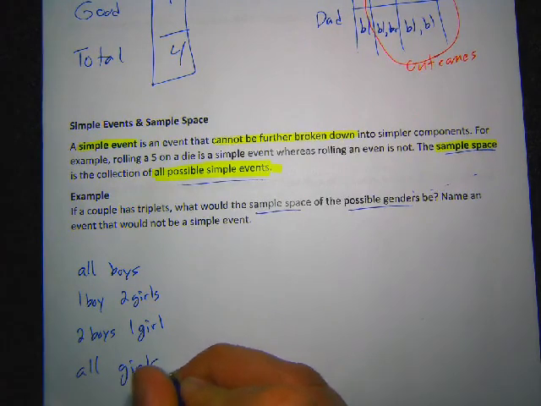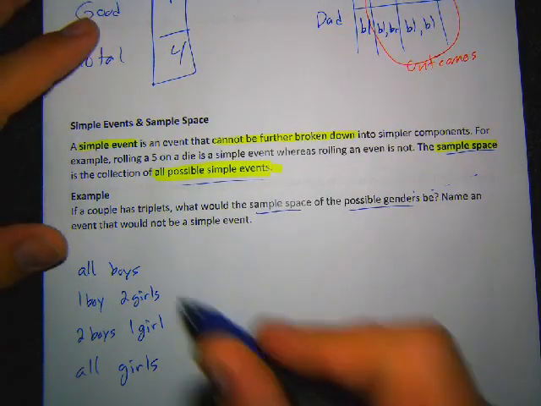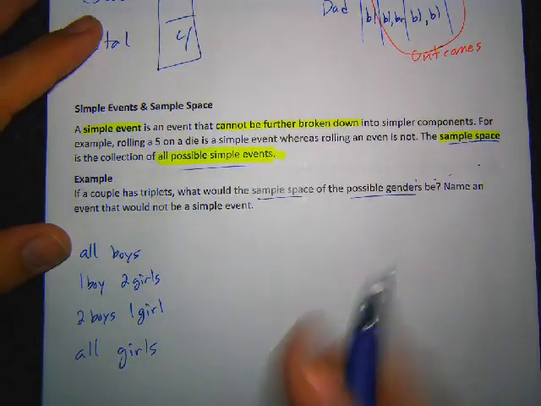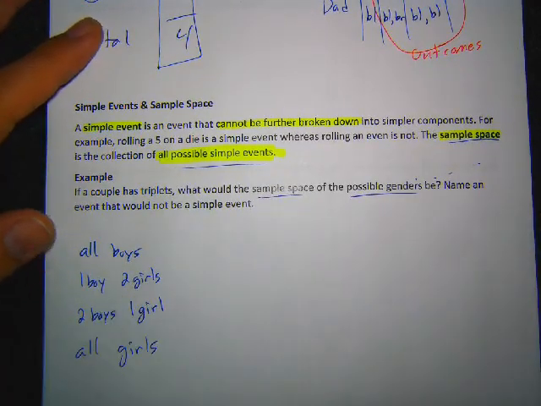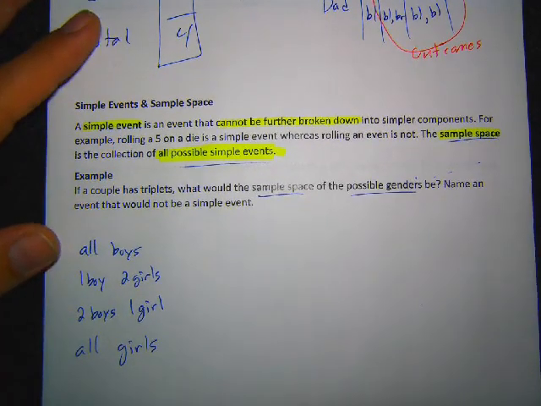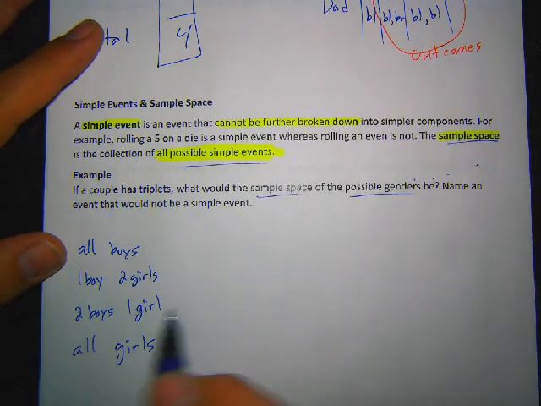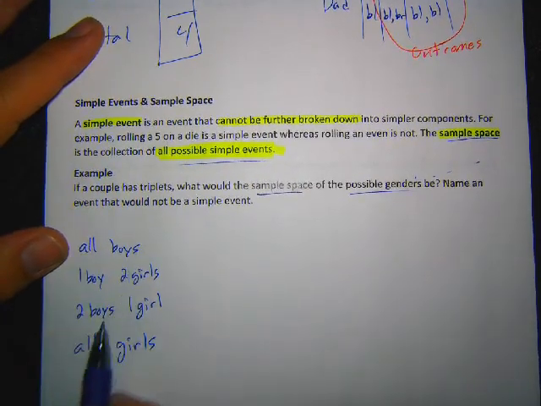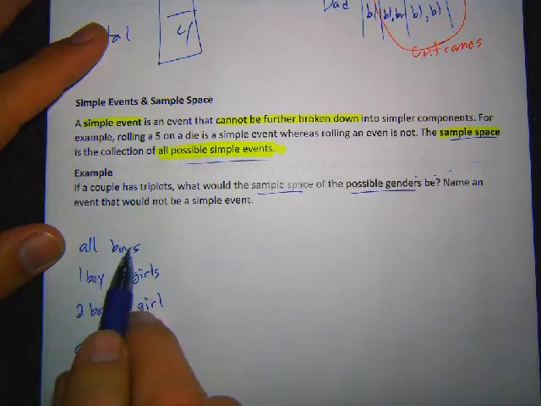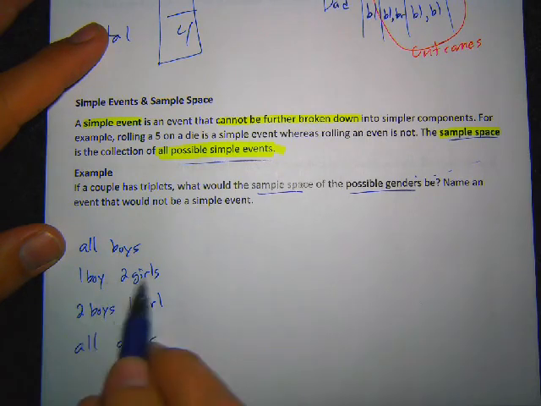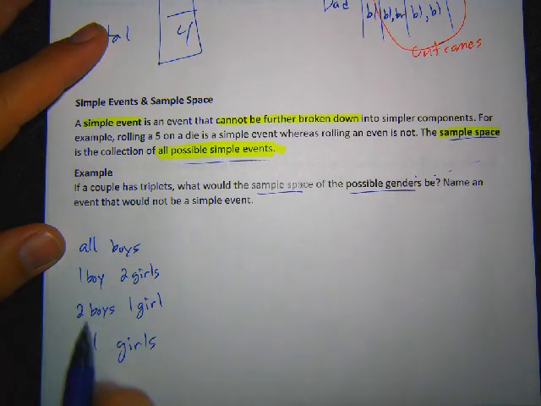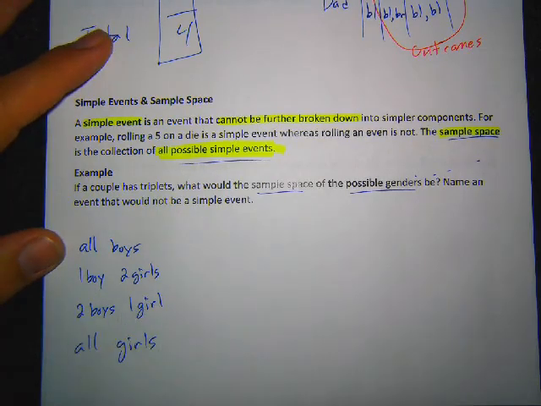Since we're looking at what the possibilities are with genders, these would be our 4 different events. These would be the 4 different events that we could have here. You can't really break it down any further because we're looking at just the genders, right? We're looking at, okay, they're all the same, all boys, all girls, 1 boy, 2 girls, 2 boys, 1 girl. You can't break that down any further. So this is the sample space. These are the different possible events.